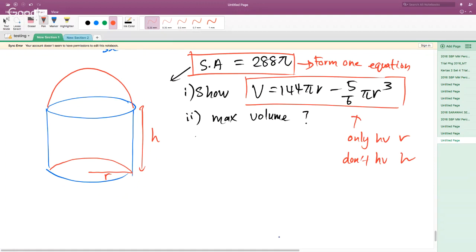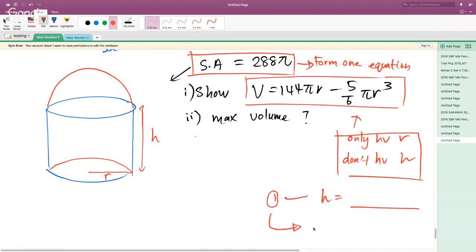So what does this information tell me? I will need to make one equation with H as the subject: H equals to something in R. This is the logic. I need to make H the subject, and then I will substitute it into the volume equation, the V volume equation.